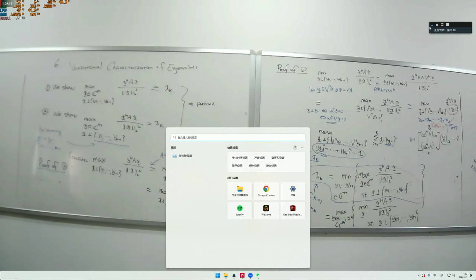Okay, any questions? Then I might stop here. So based on this Courant-Fischer, we can use that to prove that when A is greater than or equal to B, then lambda i of A is greater than or equal to lambda i of B. We'll do that next week.